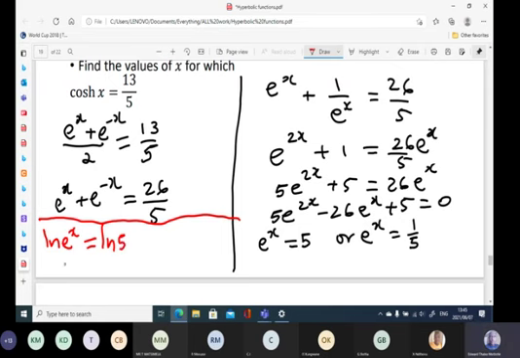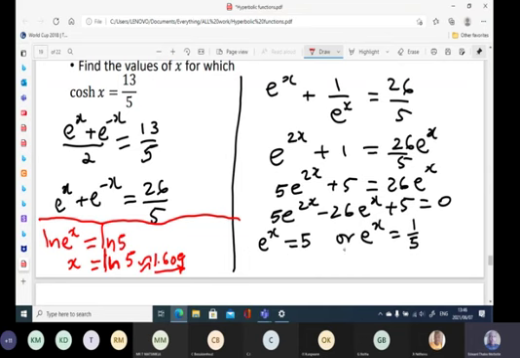Now, by the properties of natural log, ln of e to the power x is actually equals to x. So this means x is equals to ln of 5, which is approximately equals to 1.6. I don't know, it will depend on the number of decimals given to you. So I just stopped there. Now you have to solve the other one.